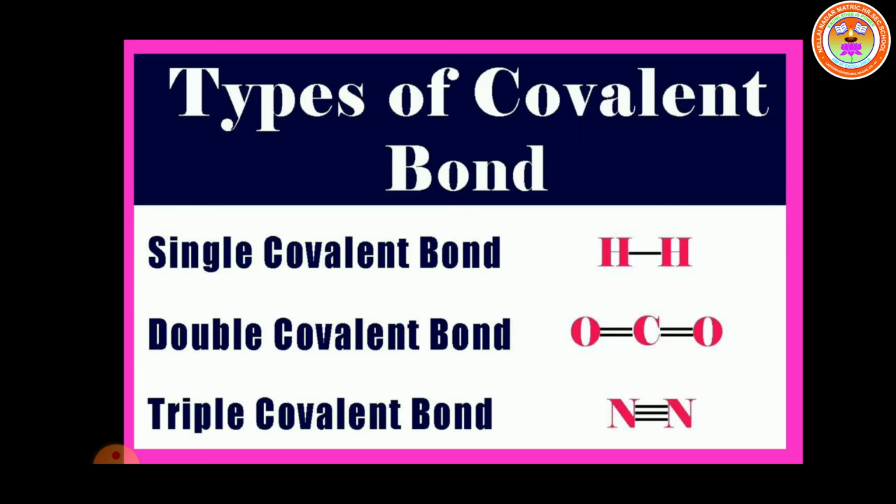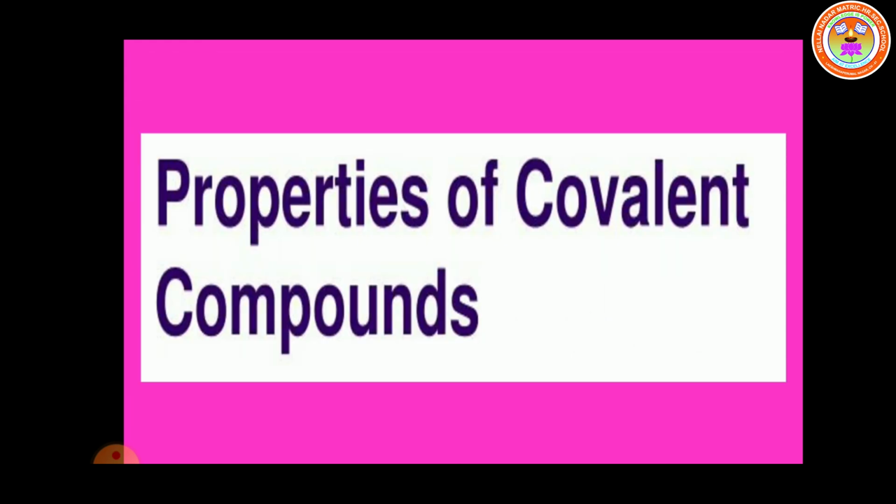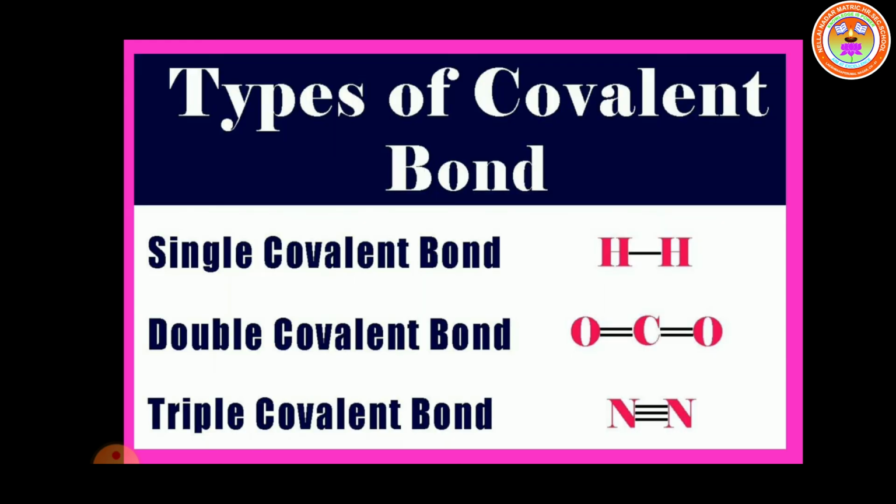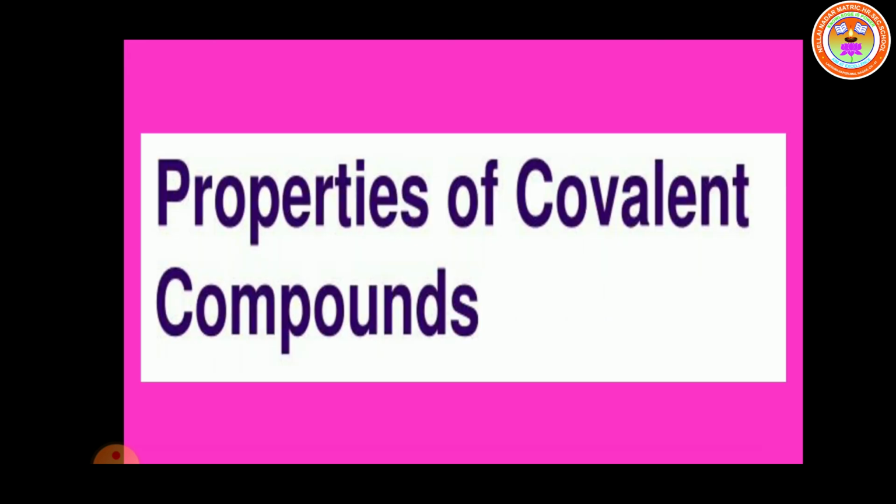Next we discuss the types of covalent bond. Covalent bonds are of 3 types: single covalent bond, double covalent bond and triple covalent bond. A single covalent bond is represented by a single line between two atoms. A double covalent bond is represented by a double line between the atoms. A triple covalent bond is represented by a triple line between two atoms. So students, what are the types of covalent bond? Single covalent bond, double covalent bond and triple covalent bond.